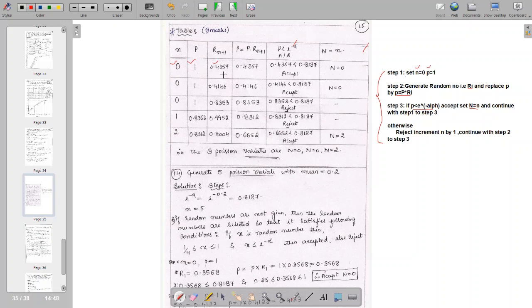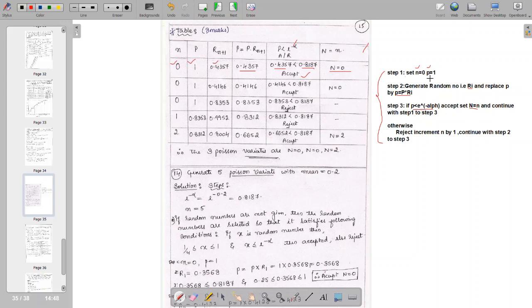1 into 0.4357 equals 0.4357. Then e to the power of minus alpha is 0.8187. So p should be less than e to the power of minus alpha. P value 0.4357 is less than 0.8187. Yes, p is less than e to the power of minus alpha, so accept. Then set uppercase N is equal to small n. Small n value is 0, so uppercase N equals 0. Then repeat this step from 1 to 3.